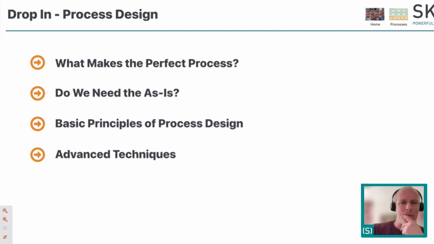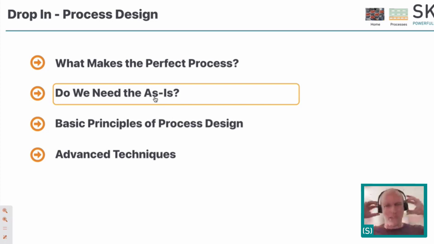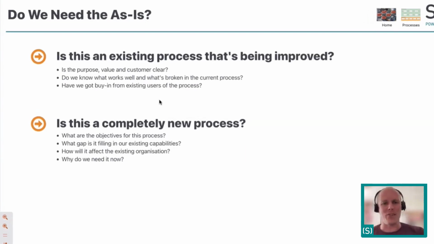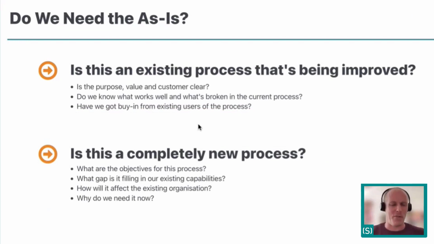I go back. So I talked about do we need an as is, and the difference between an as is and to be process. So I don't want to open up that whole conversation about it, but there are some important things before you start designing your process. There are some things that you need to understand before you dive in. So some of those principles we just talked about are obviously important, but whether you need an as is or not might come down to a few different things. So, is this an existing process that's being improved?